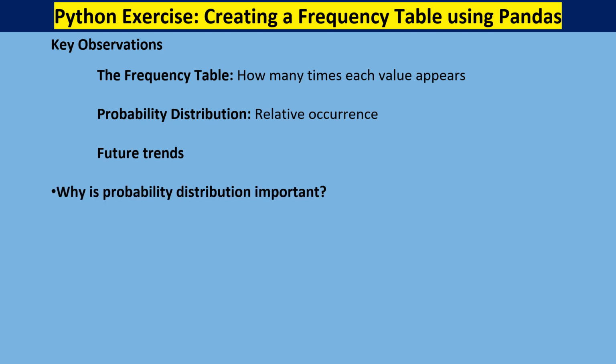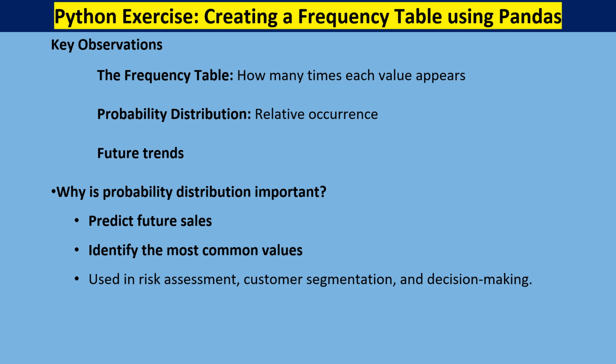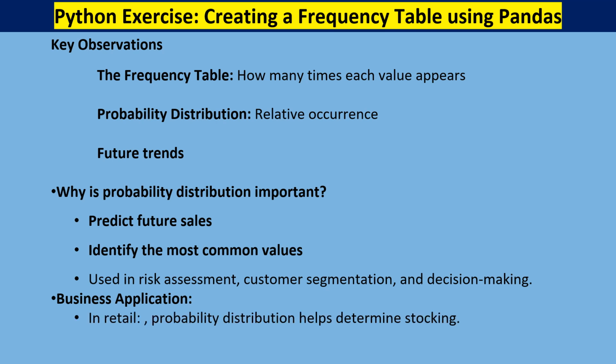Why is probability distribution important? It allows businesses to predict future sales based on past trends, helps identify the most common values, the modes in the data set, and is used in risk assessment, customer segmentation, and decision making. Business application: in retail, probability distribution helps determine stocking levels based on historical sales, and in finance, it helps with risk assessment and forecasting.